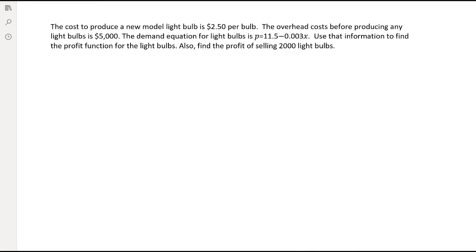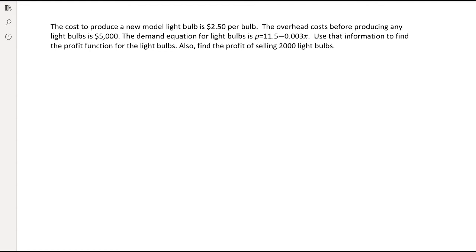So the cost to produce a new model light bulb is $2.50 per bulb. The overhead cost before producing any light bulbs is $5,000. The price demand equation for light bulbs is little p, price, is equal to 11.5 minus 0.003x. We're going to use this information to find the profit function for the light bulbs. And also we want to find the profit from selling 2,000 light bulbs.